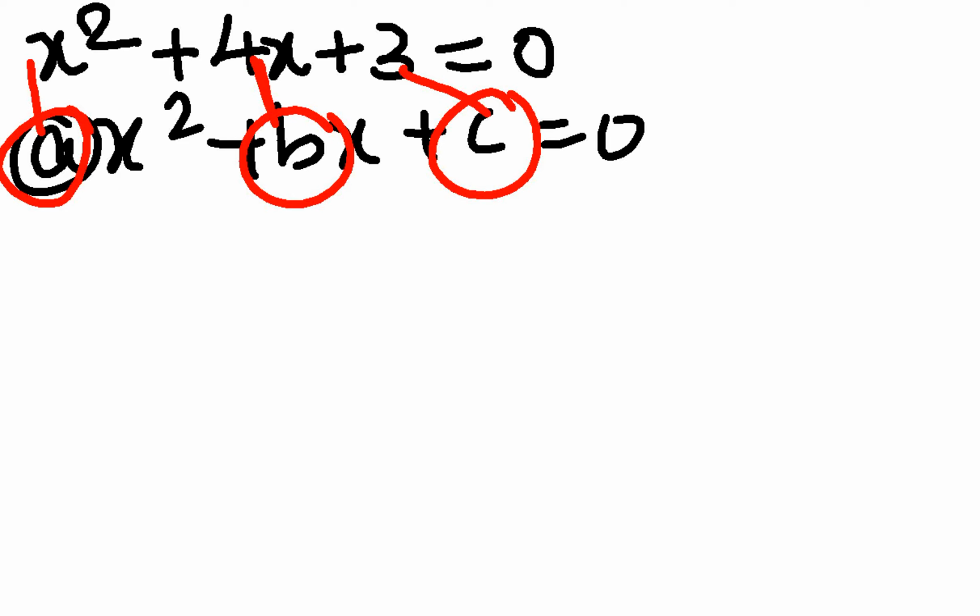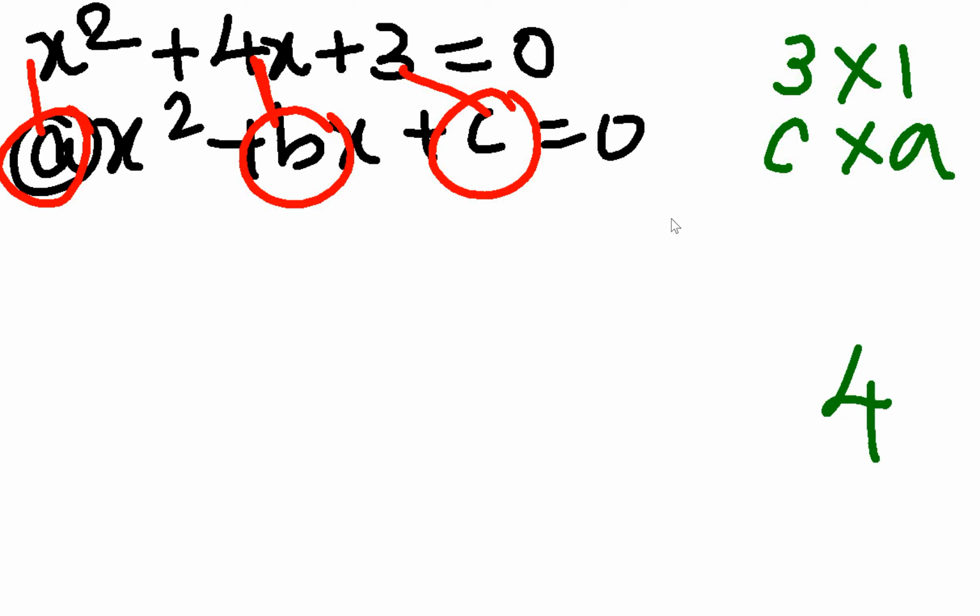So my job is to choose two numbers in such a way that if I multiply them, I should get a into c, which is 3 into 1, which is 3 in this case. And if I add the two numbers, I should get plus b, which is 4. Alright, how do I do it?